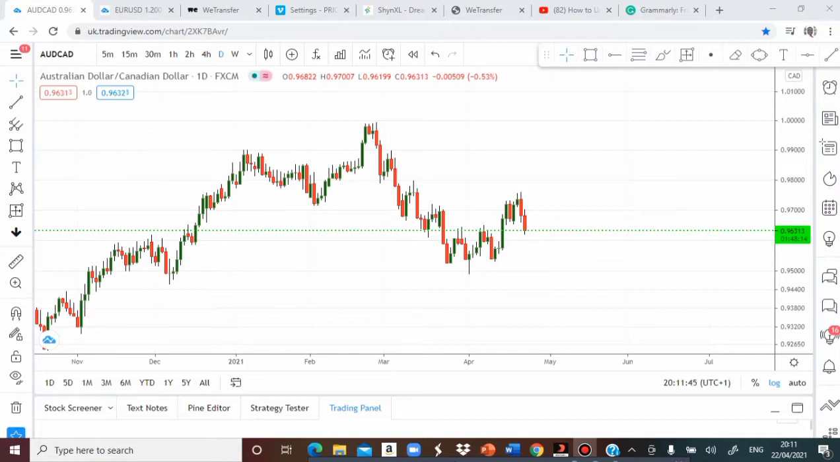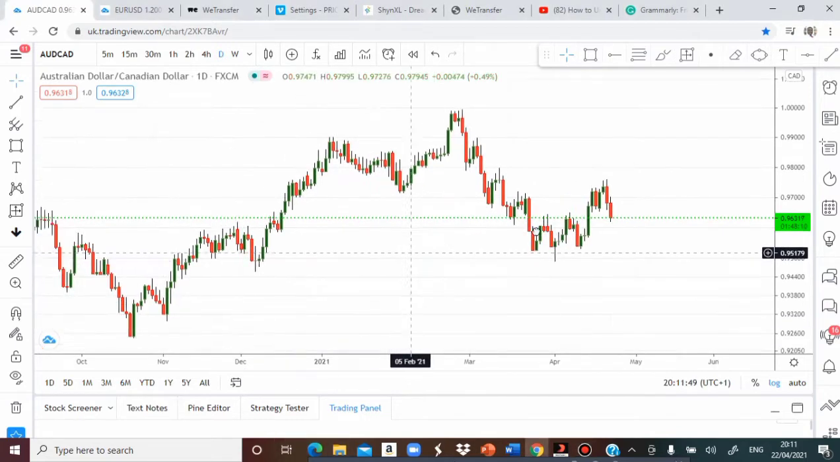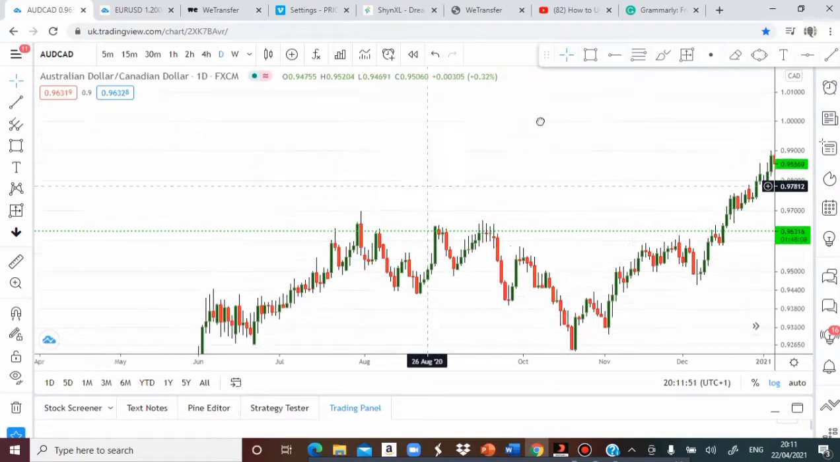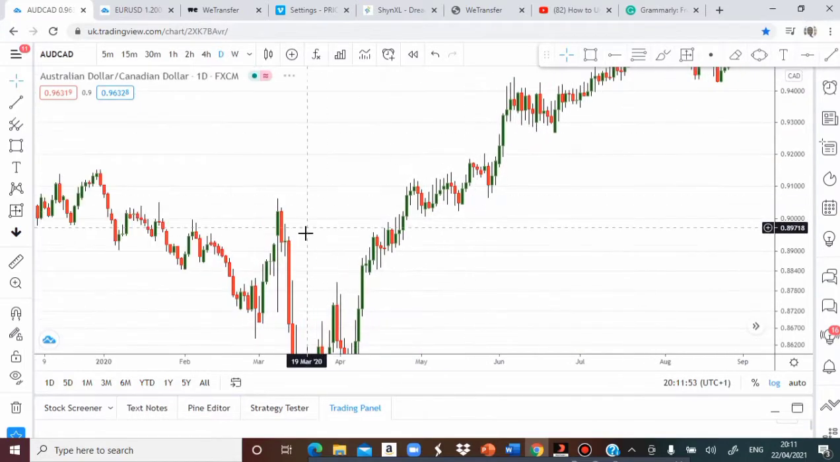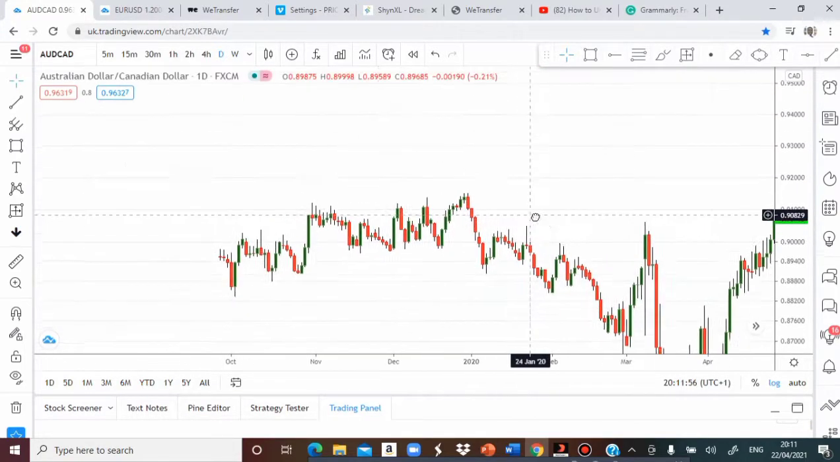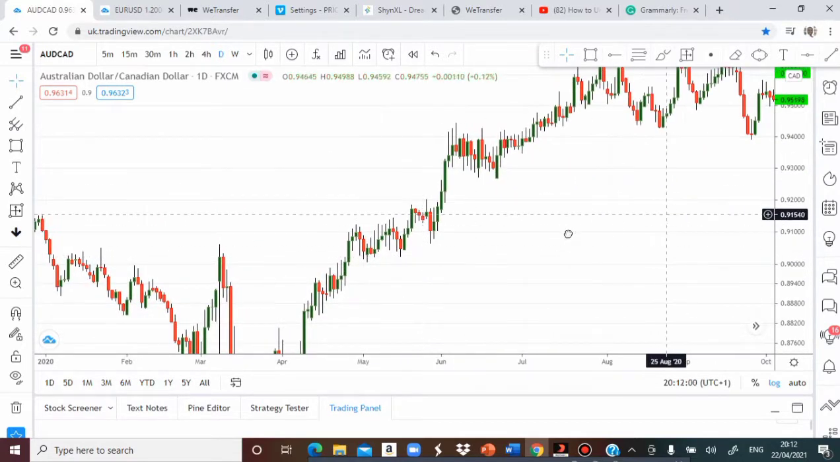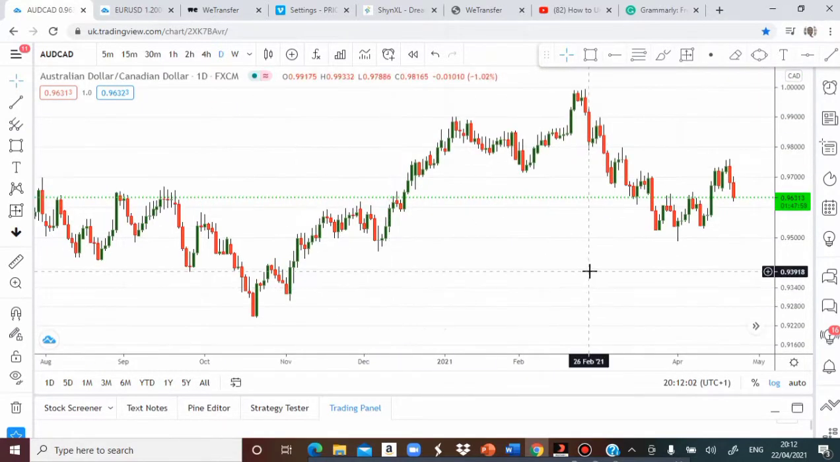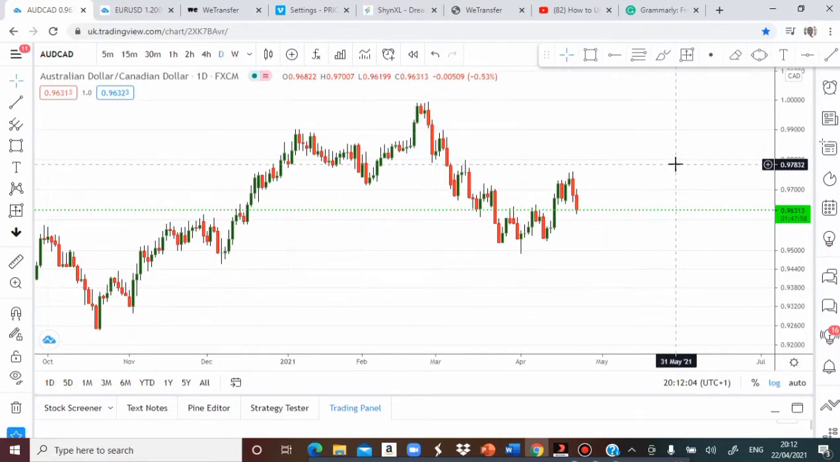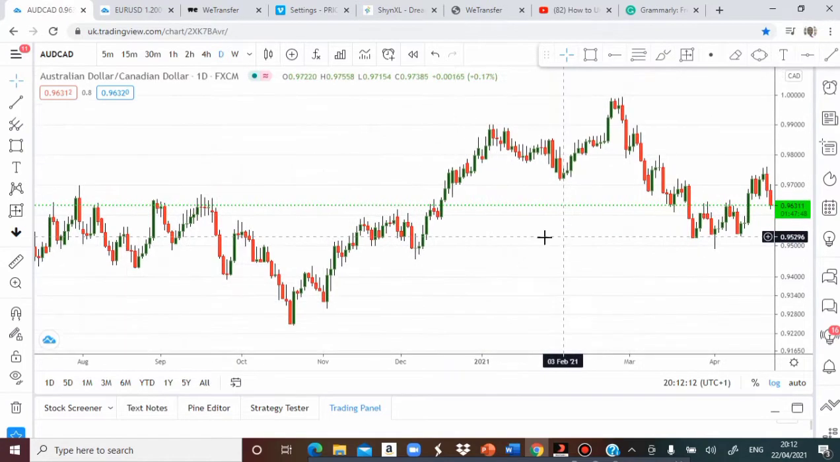This is Euro, this is AUDCAD, and you can apply this skill to any other market you want to trade, even if you're trading volatility indices, the stock market, or any other market you want to understand. It's very important that you understand market structure. First of all, I like to understand market structure with a higher time frame. So let's start by understanding this market with a higher time frame.